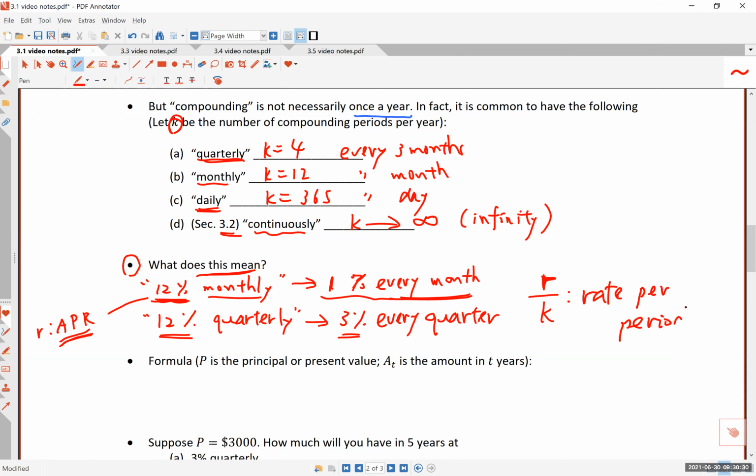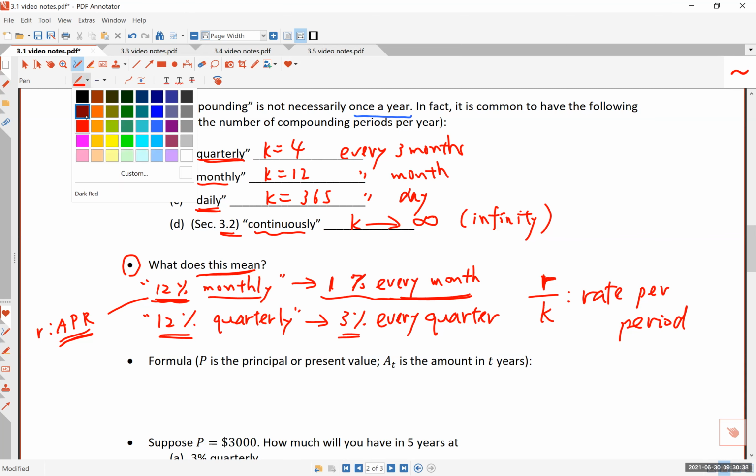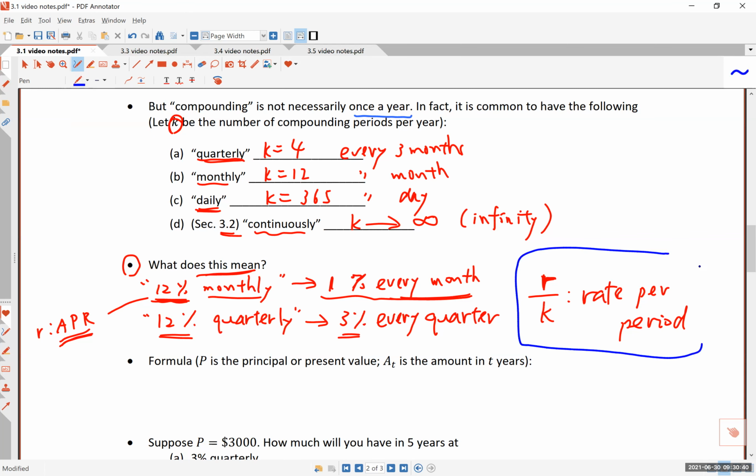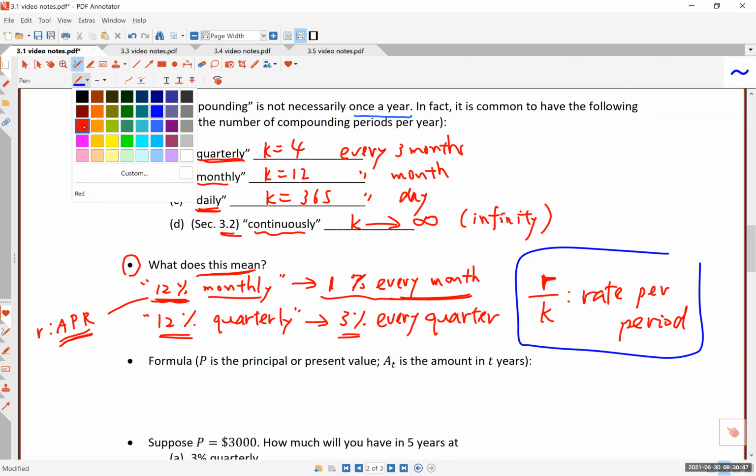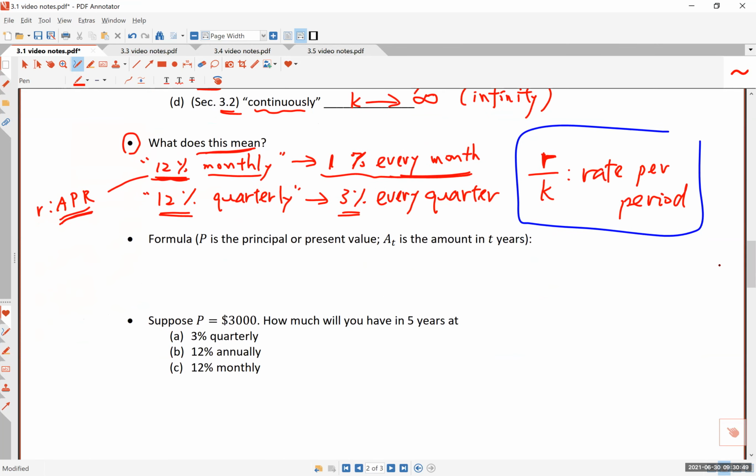This is the rate you are actually getting per compounding period, whether it's a quarter or a month or a day or whatever. So this is by far more important than that R itself, because this ratio, R divided by K, will appear in almost all of the formulas. And in fact, let me just give you the formula right now.